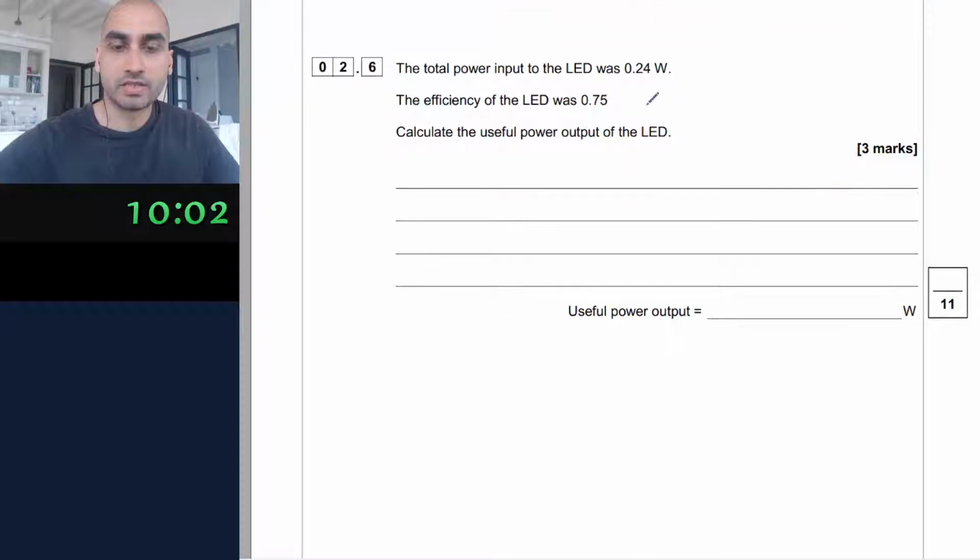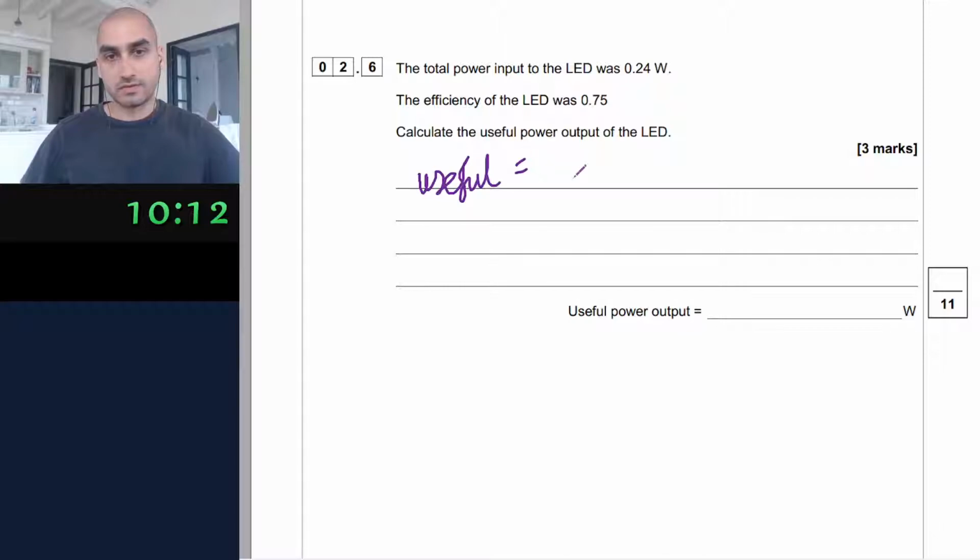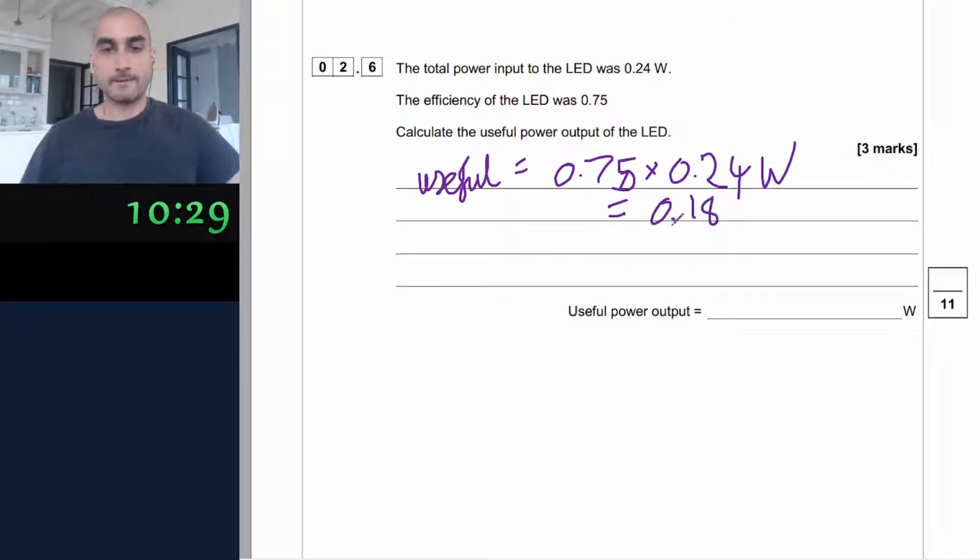The total power input to the LED was 0.24 watts. The efficiency of the LED was 0.75. Calculate the useful power output. Okay, so useful equals 0.75 times 0.24 watts equals 0.18 watts. Alright, this is easy so far.